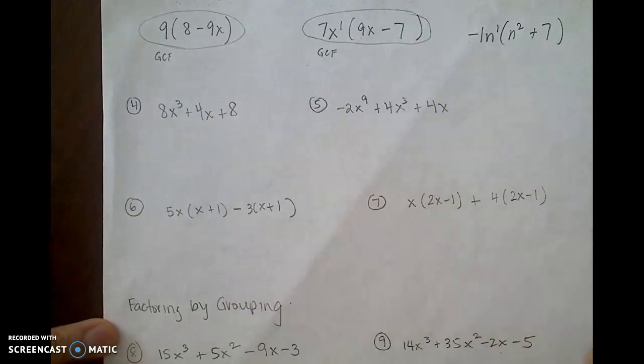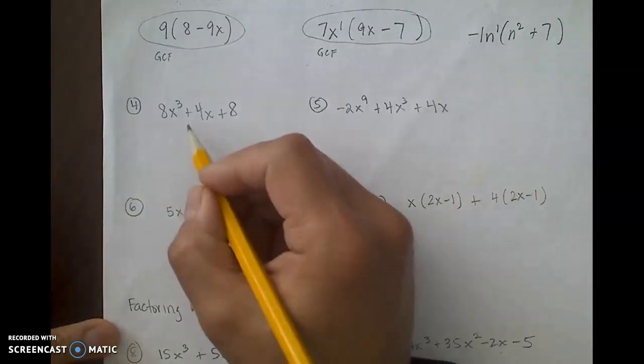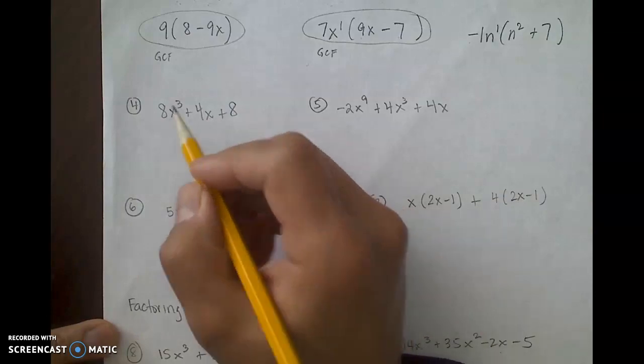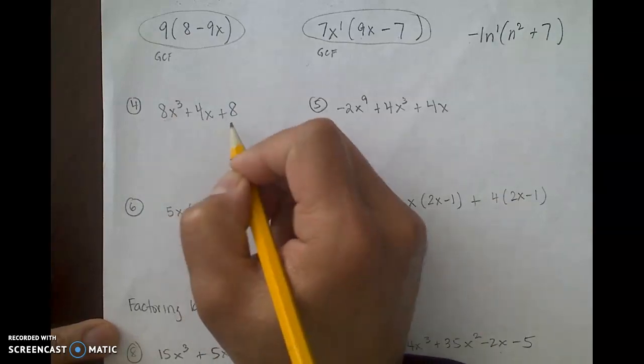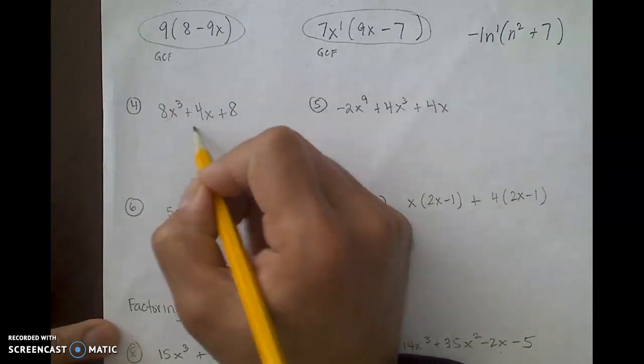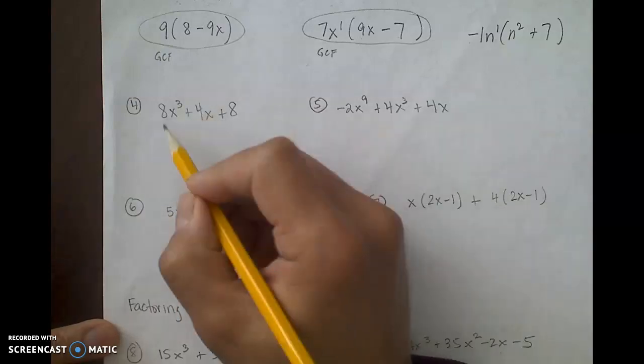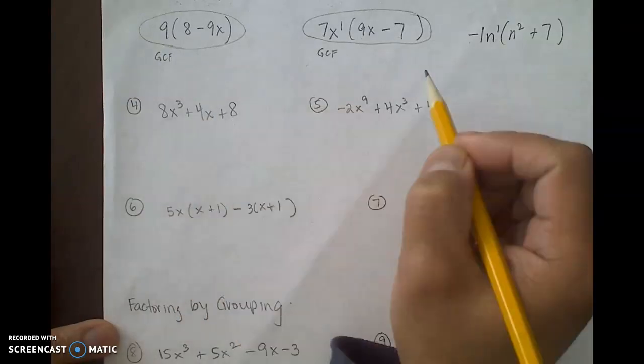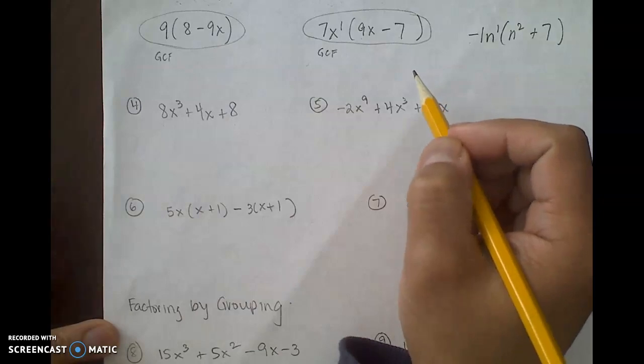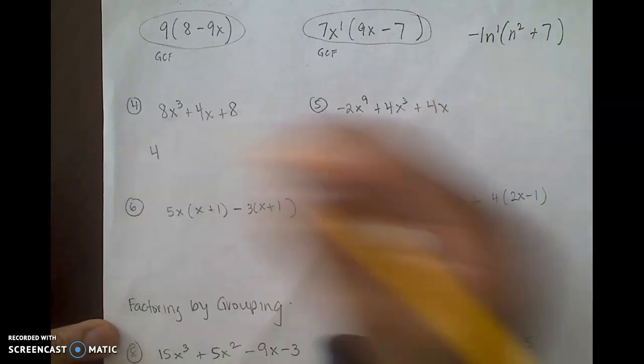Alright, so now here we have 3 terms. Again, it doesn't matter how many terms there are. If you're doing GCF factoring, it's what's common for all the terms involved. So now we're going to expand to 3 terms. I've got an 8, a 4, and an 8. The biggest number that goes into all 3 of those is a 4.